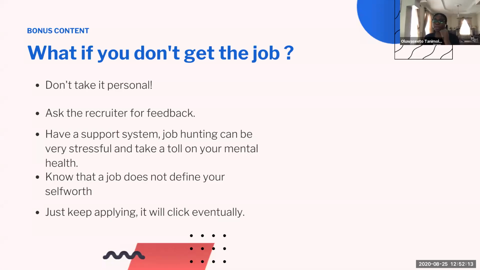Job hunting can be extremely stressful, because at some point when you keep getting rejections, you start feeling like, "Oh yeah, I don't know what I'm doing. I'm not this, I'm not that." It happens to the best of us, I promise you. But you should know that a job does not define your self-worth. Whether the job comes or not, you're still a great person. You went through the program and finished and made all these nice projects, and you're going to get a job that is worth your time. Keep applying. It will click eventually, I promise you.